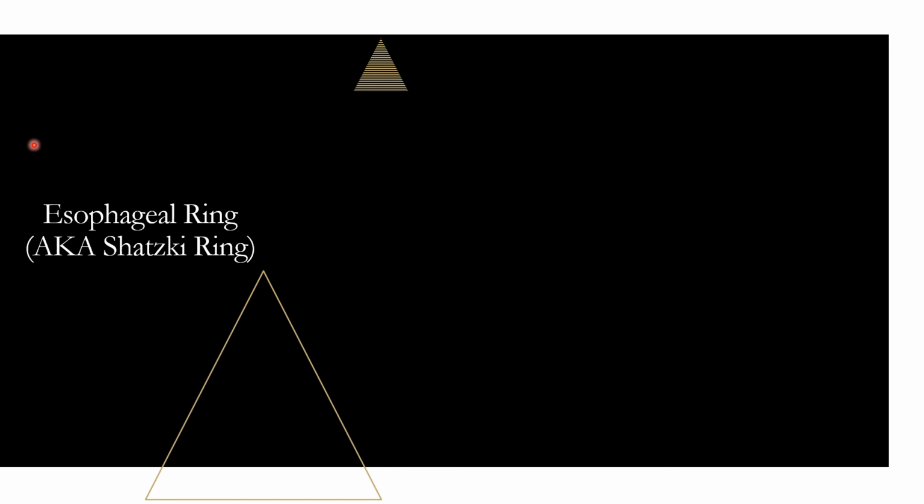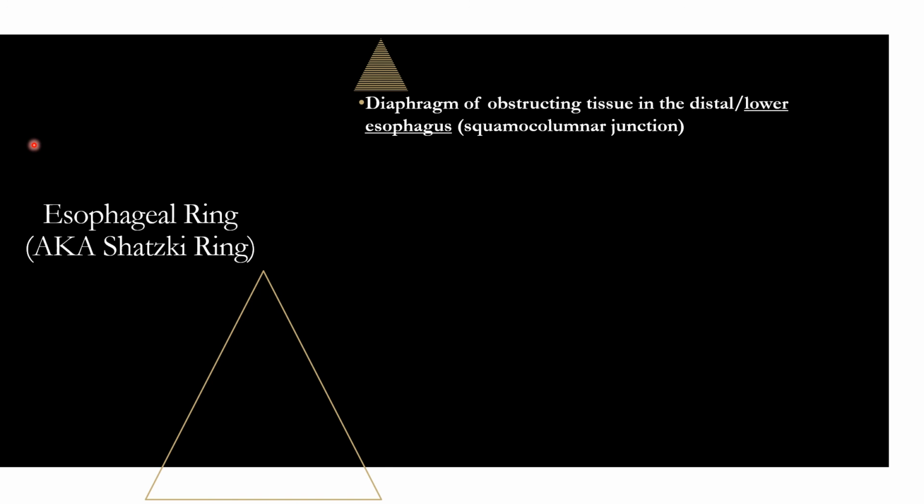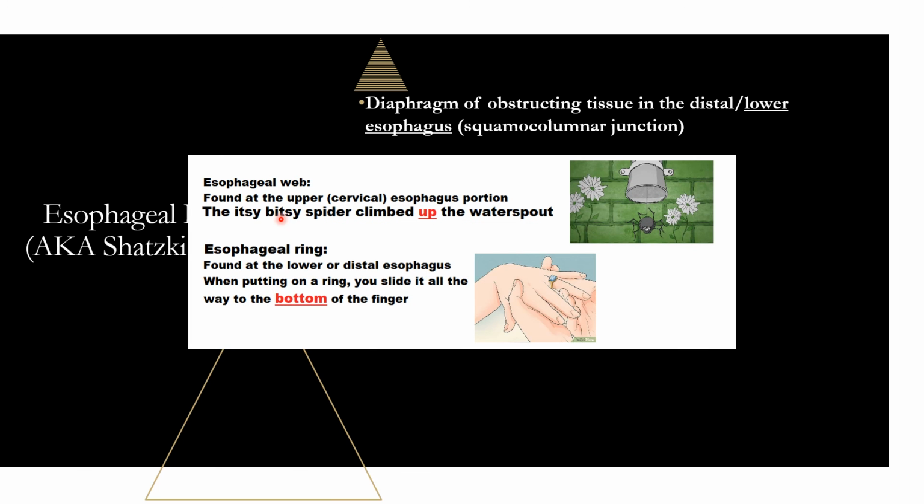But it's important because I think I got that question wrong because I couldn't remember which was in the distal and which was in the proximal. Anyways, that won't happen to you because I'm going to give you a really good way to remember it. Esophageal ring, also known as Schatzki's ring, is going to be a diaphragm of obstructing tissue in the distal or lower esophagus. So esophageal web, upper esophagus; esophageal ring is going to be the lower esophagus, known as the squamocolumnar junction.